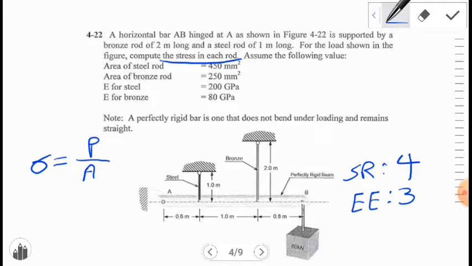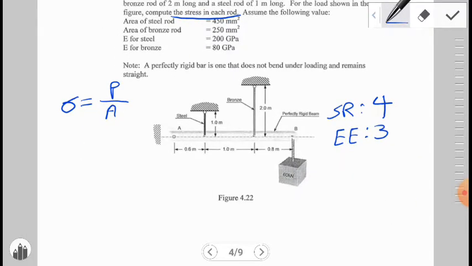For analyzing a statically indeterminate beam, the equations of equilibrium should be supplemented with additional equations. In fact, we need enough compatibility equations so that the sum of the equilibrium equations and the compatibility equations is equal to the number of unknowns.